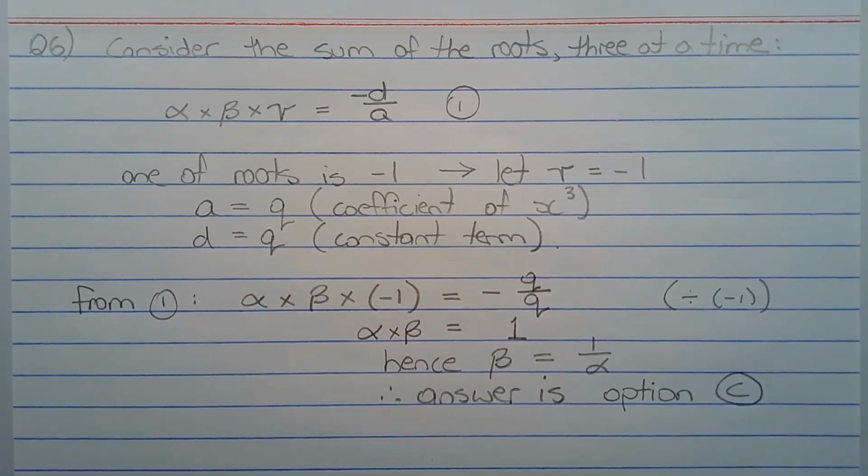So from equation number 1, substituting what we know, alpha times beta times negative 1 is equal to negative q over q. Now q over q, of course, is 1. Dividing both sides of the equation by negative 1, we obtain alpha times beta is equal to 1. And making beta the subject, we have beta is equal to 1 over alpha. Therefore, the answer is option C.